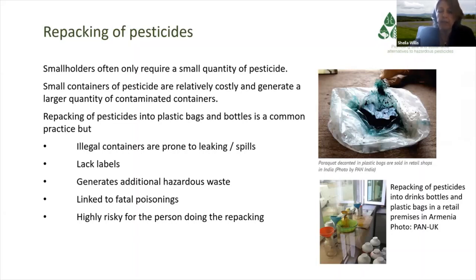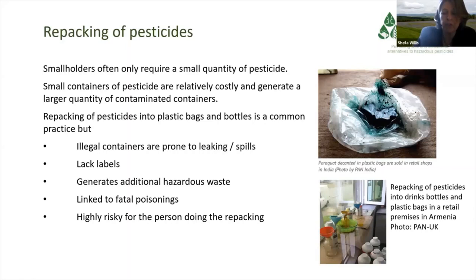Repacking is incredibly common, sadly, and we've got two pictures on the right. One is of paraquat, of all things, very highly hazardous, in a plastic bag, and that was in India. And bottom right, this is a retail premises for pesticides with a whole area devoted to repacking of pesticides into drinks bottles. And this was a super common practice that we found in both Georgia and Armenia.